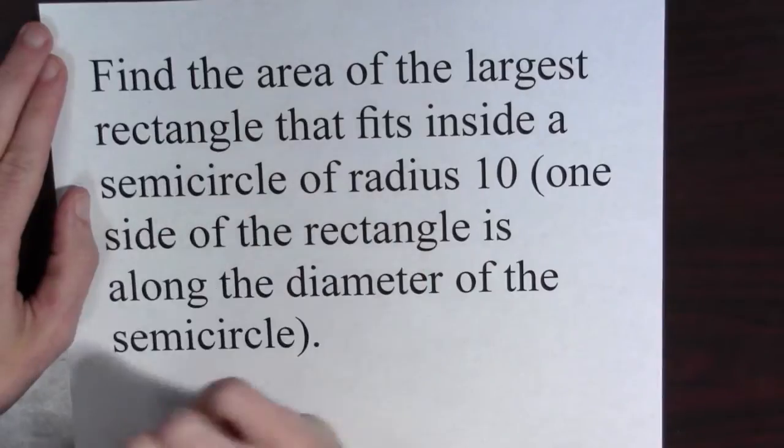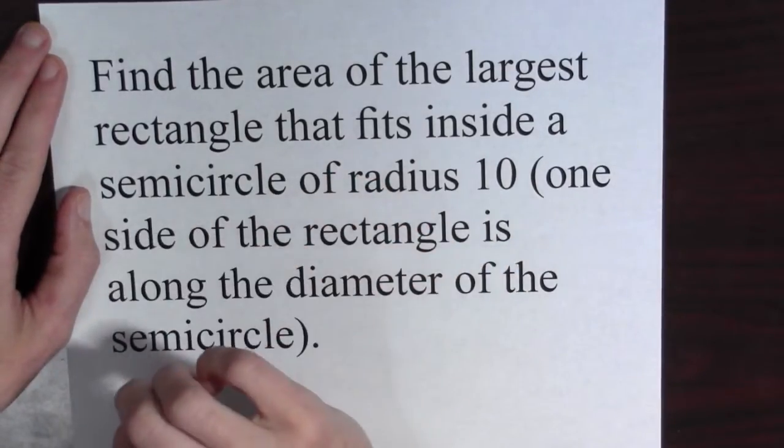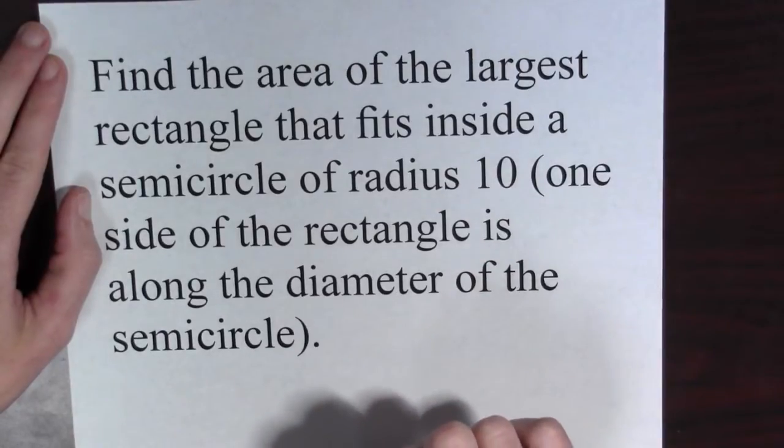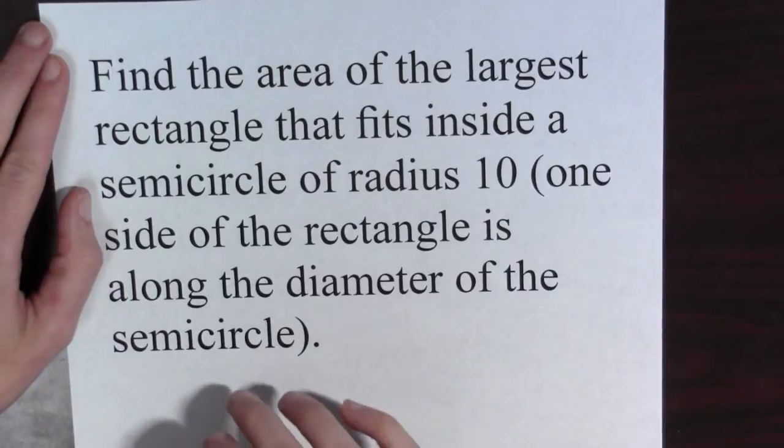Hello there! Now it's time for another standard optimization problem. Find the area of the largest rectangle that fits inside a semicircle of radius 10. One side of the rectangle is along the diameter of the semicircle.